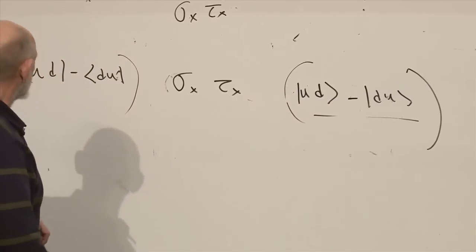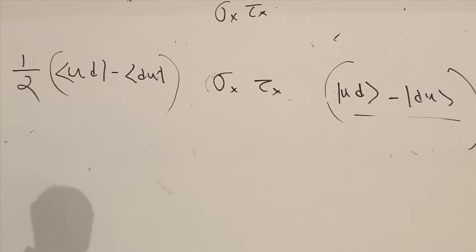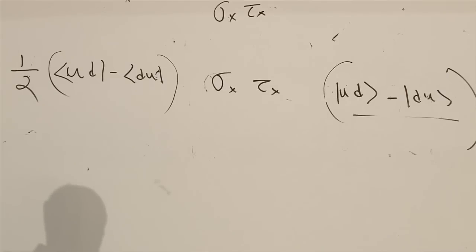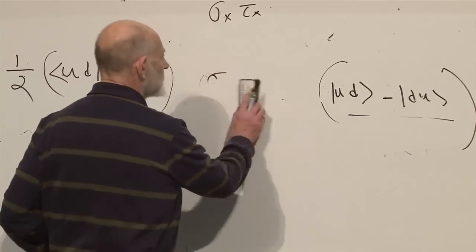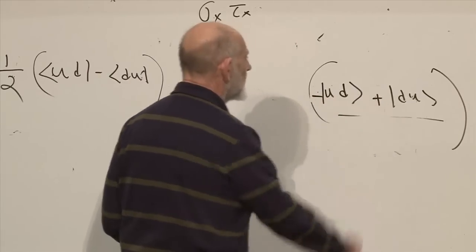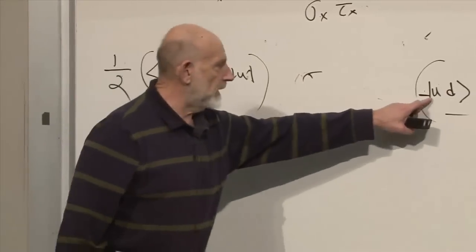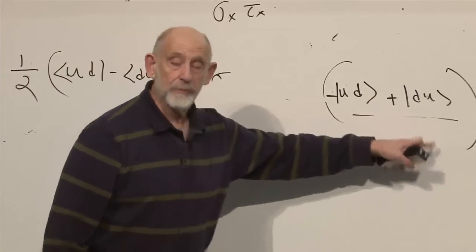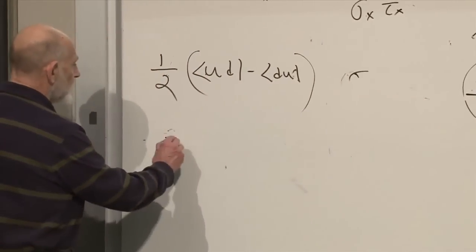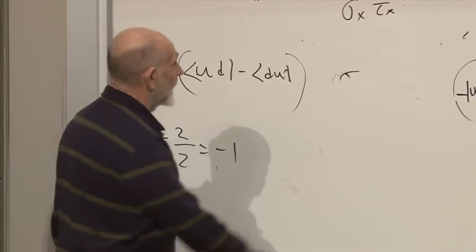It flips no entry at all. So what does it do? It looks like it interchanges these two, right? Interchanges these two, makes this one minus and this one plus. Now what's the inner product? Up, down with minus up, down, minus 1, down, up, or minus down, up with down, up, minus 1 again, minus 2 over 2 equals minus 1. Same exact thing as before.